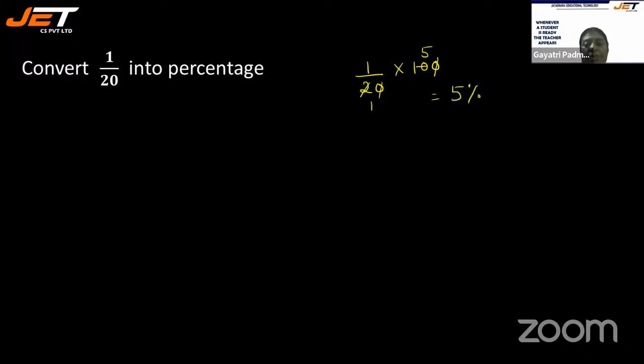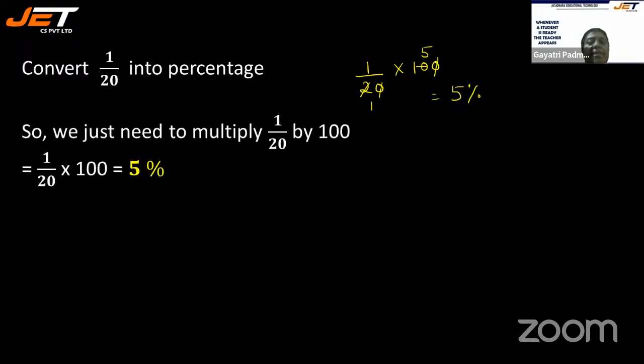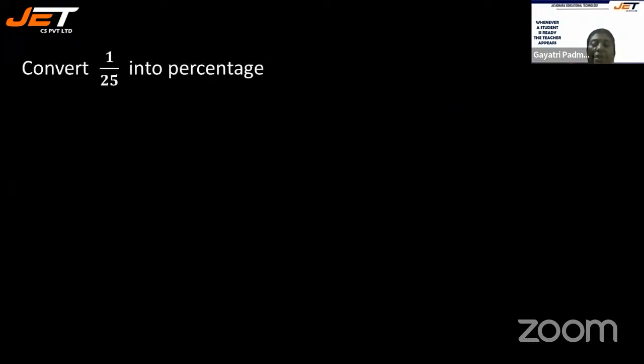All right, students. Let's see the answer. See here, 1 by 20 into 100 is 5%. So if you have got 5% as your answer, then your answer is perfect. All right. Now let's try another sum.